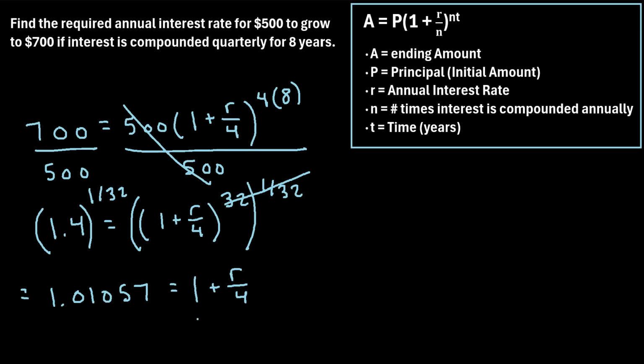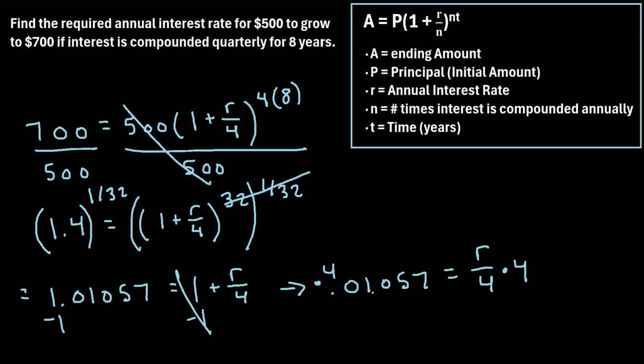Now to solve for R, we can subtract a 1 from each side. So we get, I'll write it over here, 1.01057 minus 1 is just 0.01057. And on the right-hand side, these 1's cancel out and we're left with R over 4. The last step to solve for R is to multiply both sides by 4. So when you do 4 times 0.01057, you get about 0.04228. And on this right-hand side, these 4's cancel out and we're left with R.